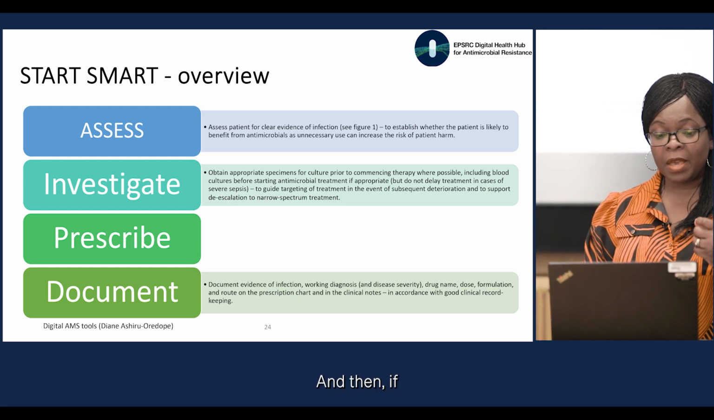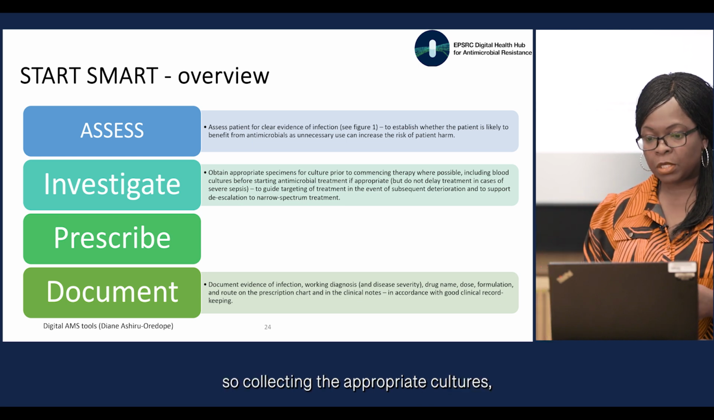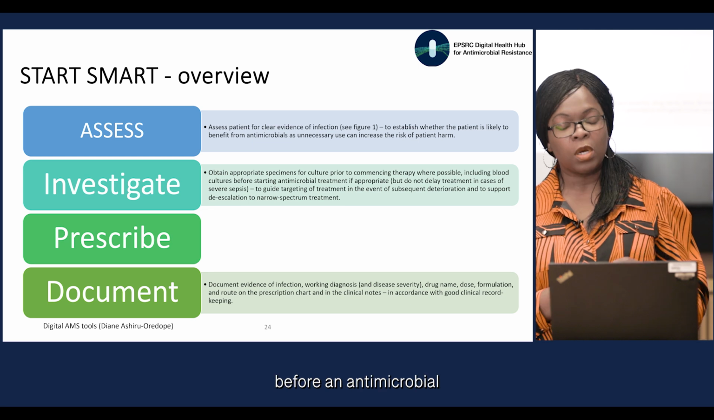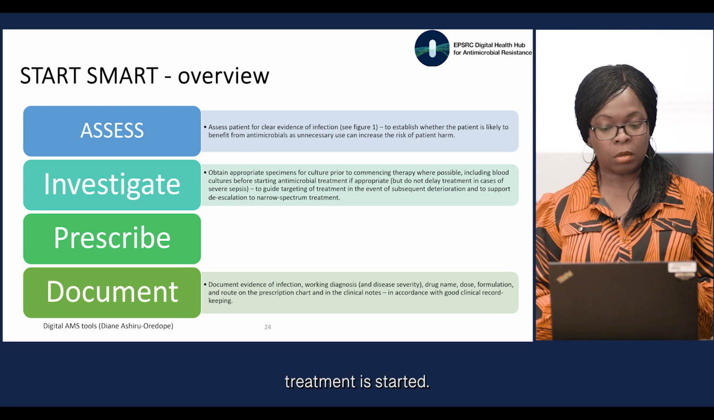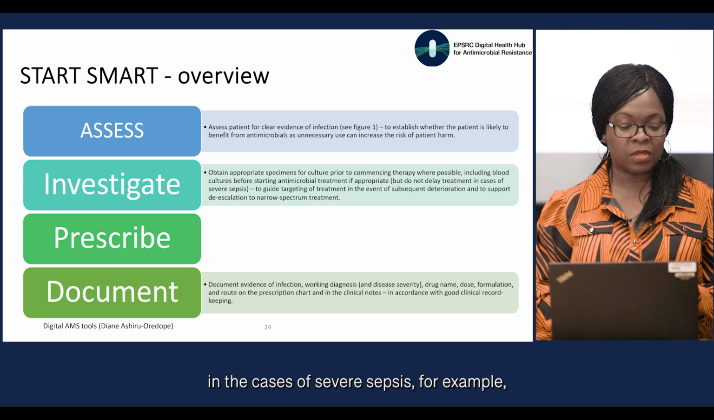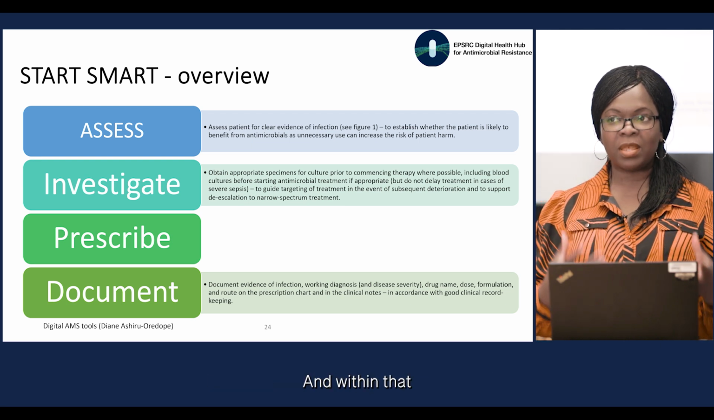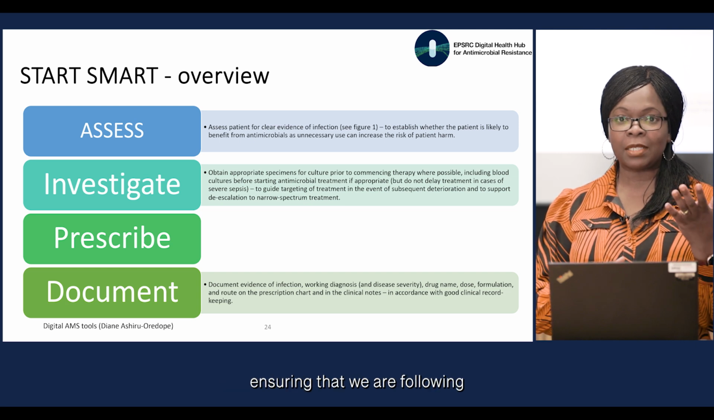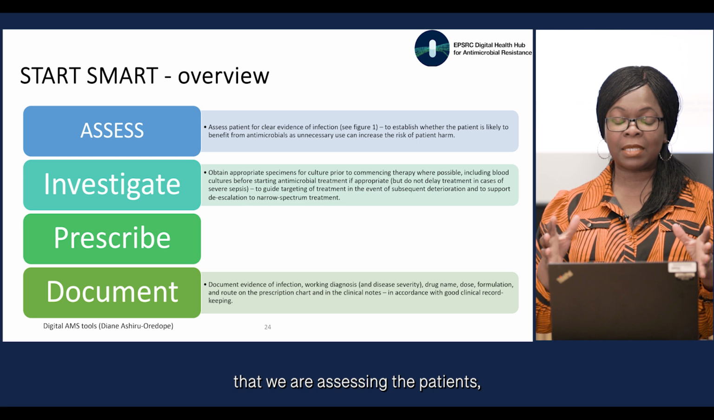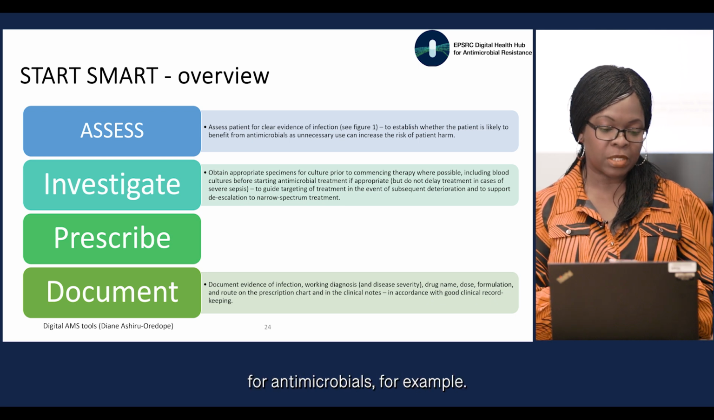And then once we've assessed, the importance of investigating, so collecting the appropriate cultures or doing the appropriate blood tests and blood cultures before an antimicrobial treatment is started. However, it is important not to delay treatment in the cases of severe sepsis, for example. And then if you need to prescribe, we need to follow the usual guidelines, ensuring that we're following the local and national guidelines, and then making sure that we are assessing the patient, that we're giving them the best route for antimicrobials, for example.